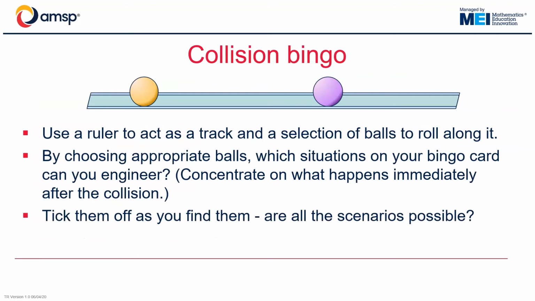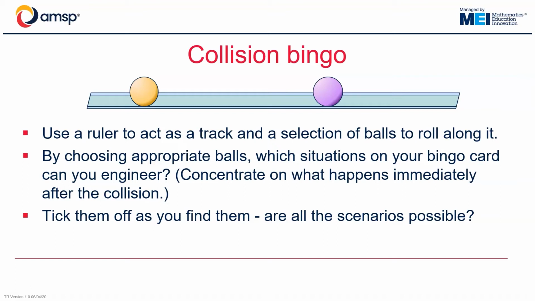In addition to the cards, students should be given a ruler to act as a track and a selection of balls to roll along it. If possible, provide a variety of different types of balls, such as hollow balls and solid balls, marbles, bouncy balls, possibly things like ping pong balls, just to get a variety of different possible scenarios.